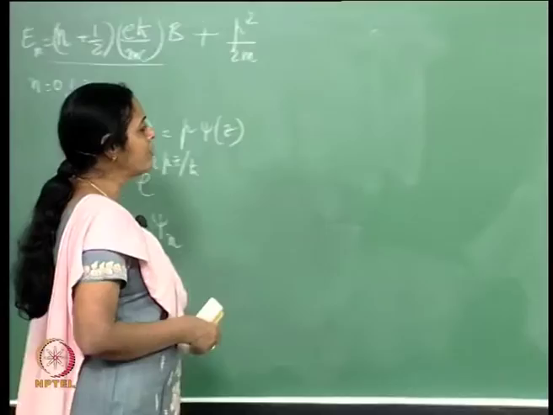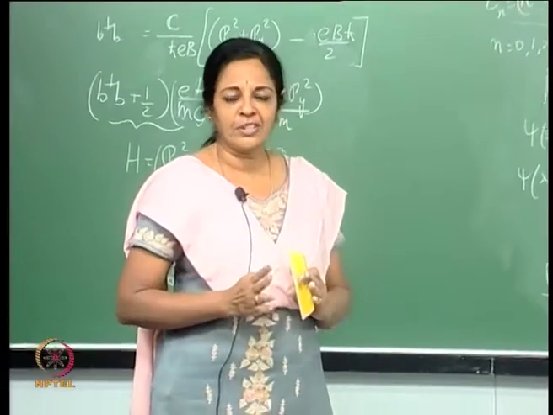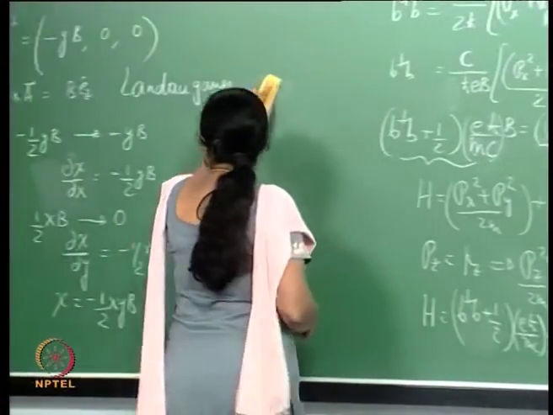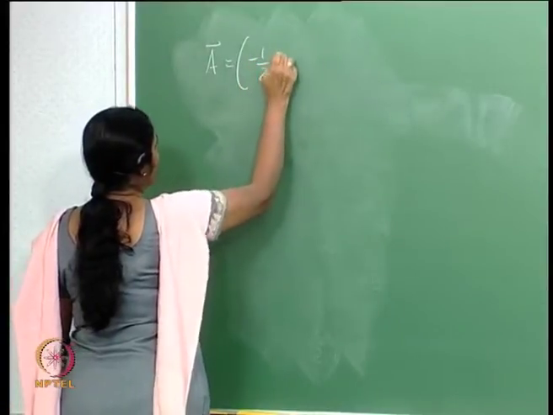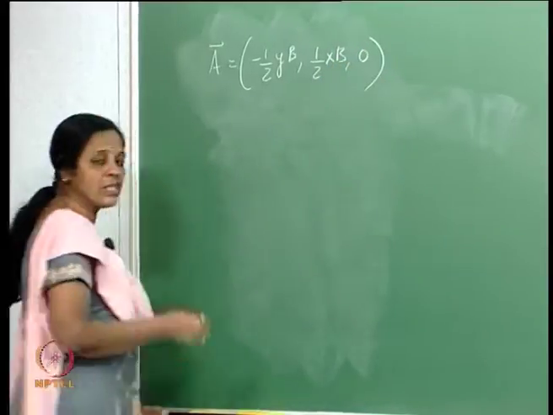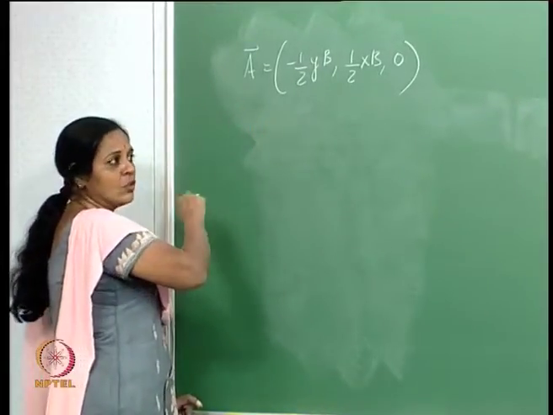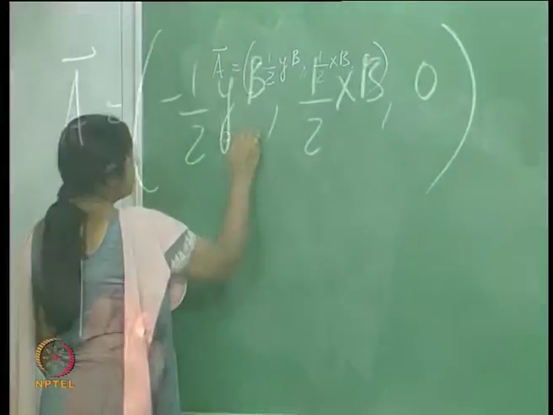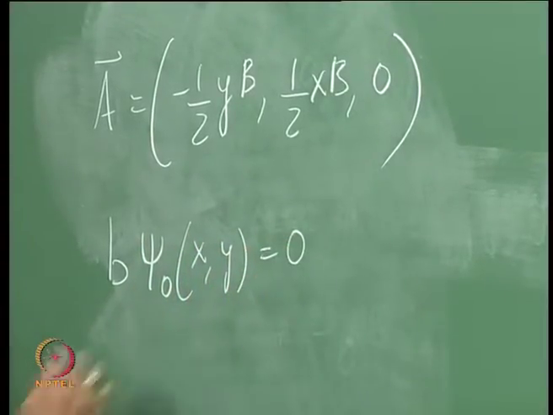Now let us look at a specific choice of A. We have already said that B is along the z axis. In other words, I choose the direction of B to be the z axis, and I wish to work with the choice. So I am going to choose A to be minus half yB, half xB, 0. These are the components of A. I want to look at the ground state solution and get back the Gaussian form. So I have b psi 0 of x y equals 0.